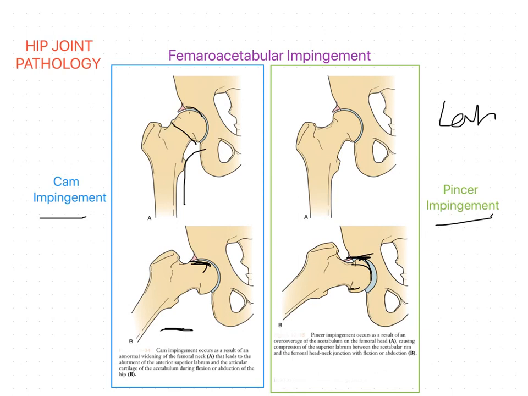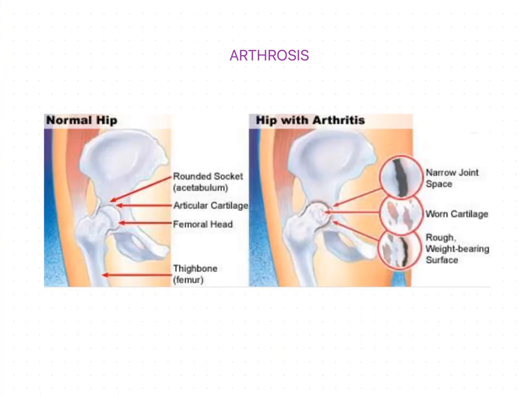Now we will move on to the next topic, arthrosis. This is a common condition in the hip joint, and the most common painful condition of the hip is due to deterioration of the articular cartilage.